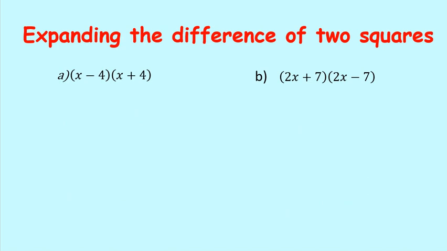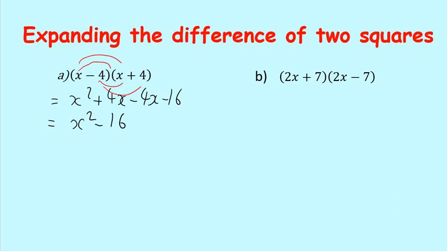Now, let's have a look at expanding the difference of two squares. For example A, we will multiply each bracket together, as we have done previously, which will give us x squared plus 4x minus 4x minus 16. We will tidy up by collecting the like terms, which will leave us with x squared minus 16.